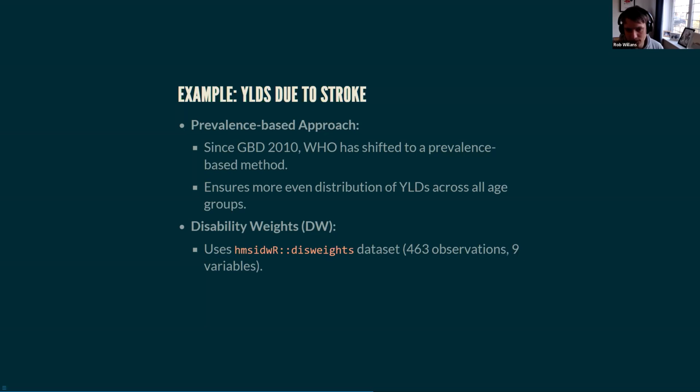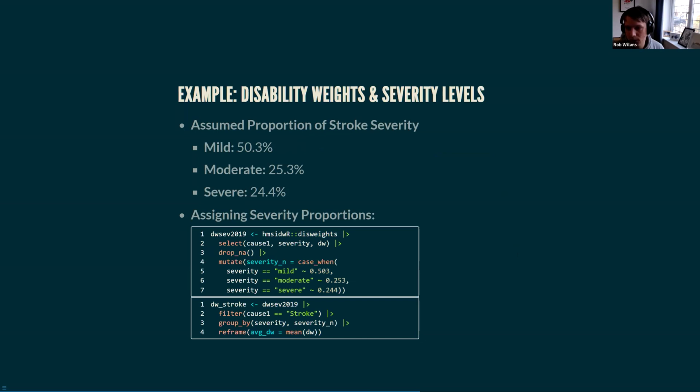There are disability weights available in the dis weights table within the book package. This provides severity-based observations. We characterize stroke severity into mild, moderate, and severe levels. We're going to use an assumed distribution of stroke severity. So we're going to take it that 50.3% of cases are mild, 25.3% are moderate and 24.4% are severe.